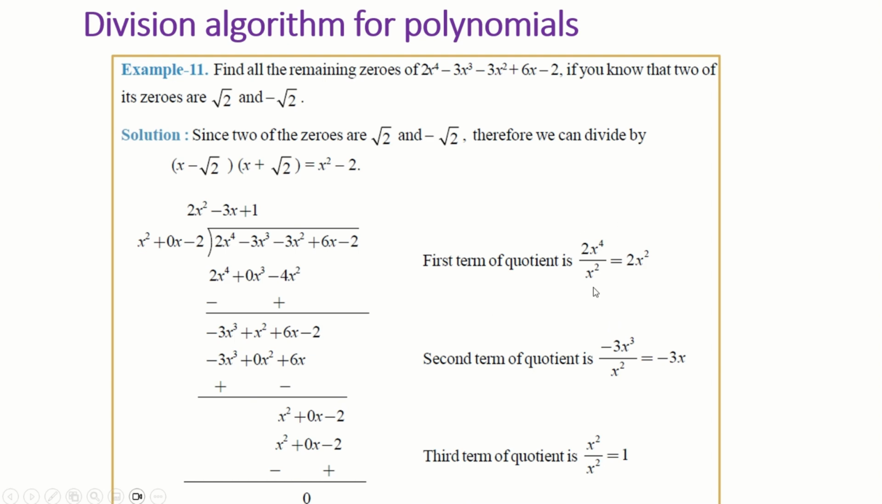This is how you decide the first term in the quotient. You take the first term of what you want to divide and then divide it by the first term in the g of x, then you will get what should go to the first term of the quotient. Okay. Next.